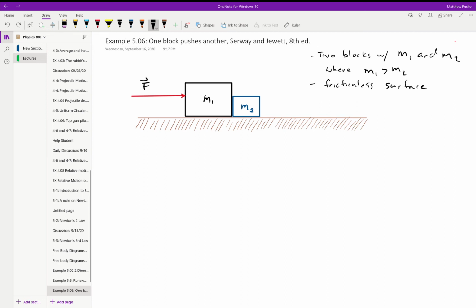Alright, here's another good one from the Serway and Jewett text, which you can find for free, I believe. It's the 8th edition, but I like the examples in it, so here we go.